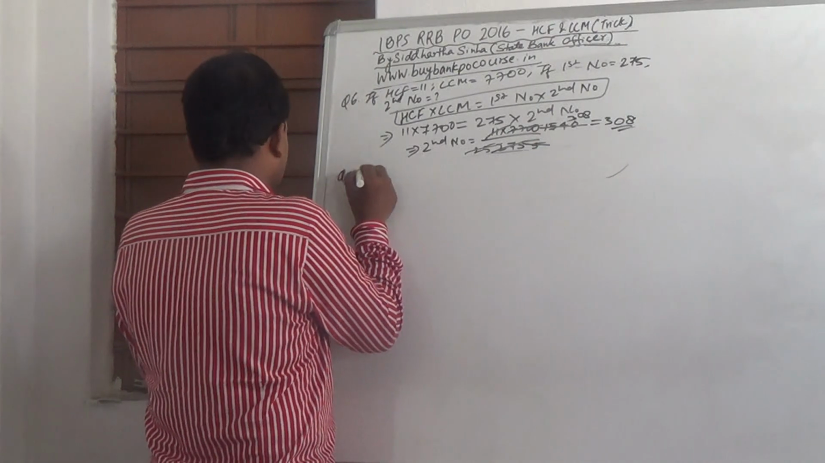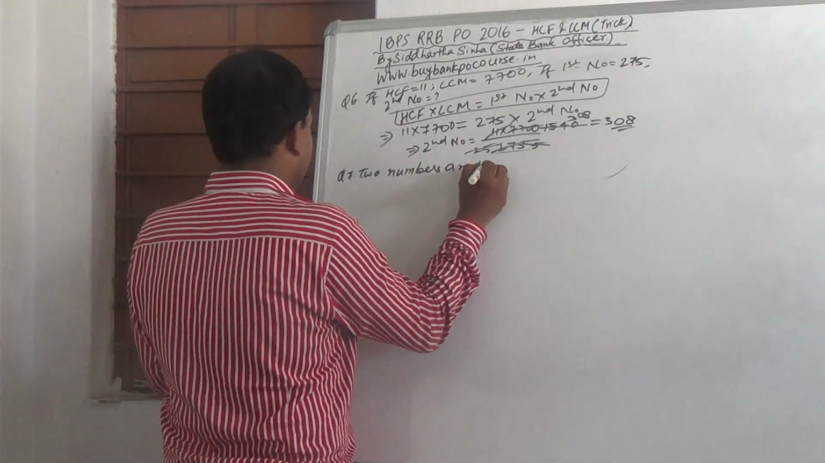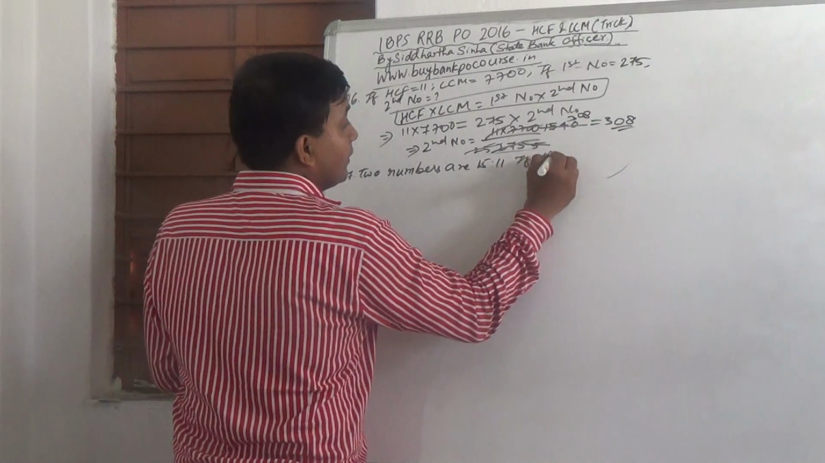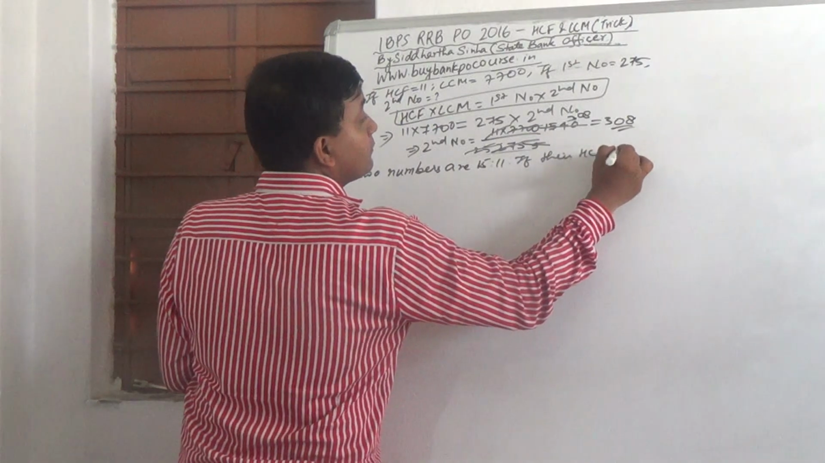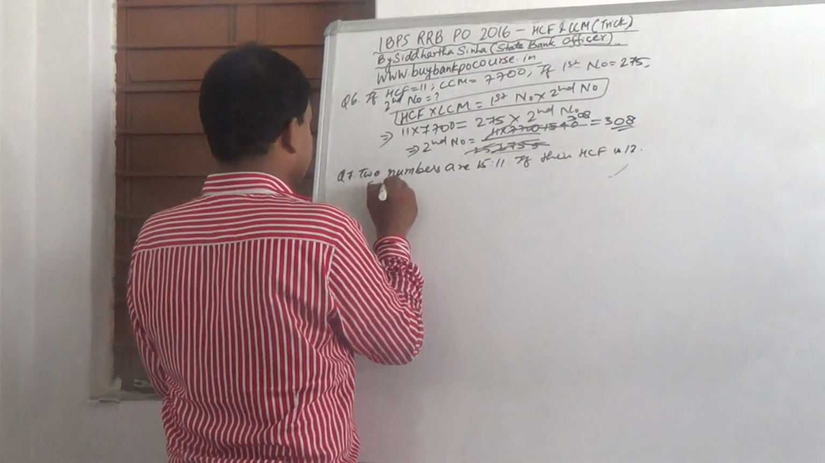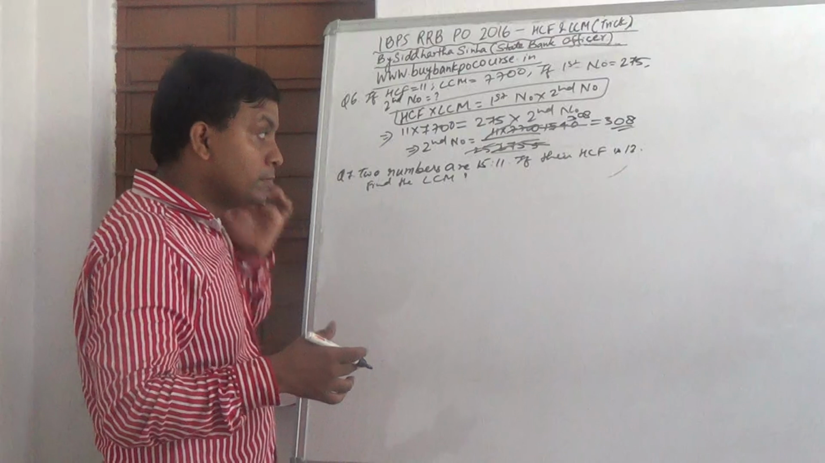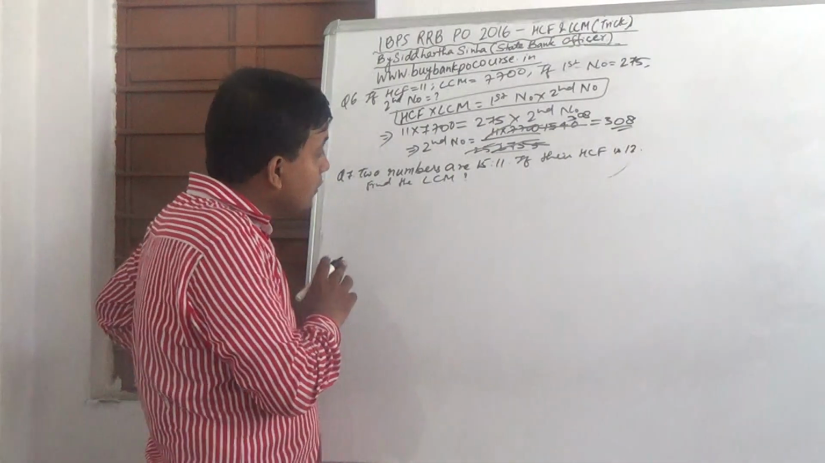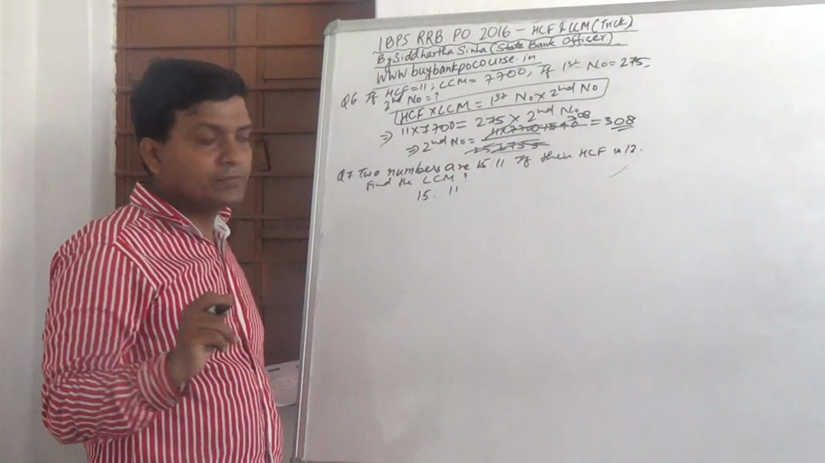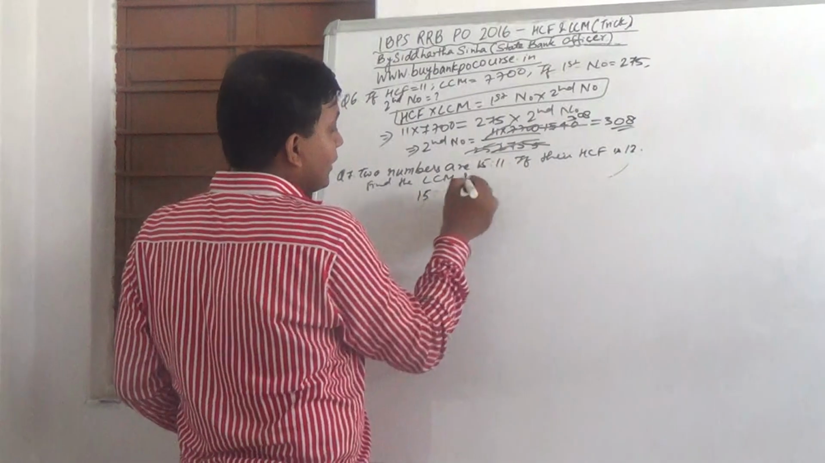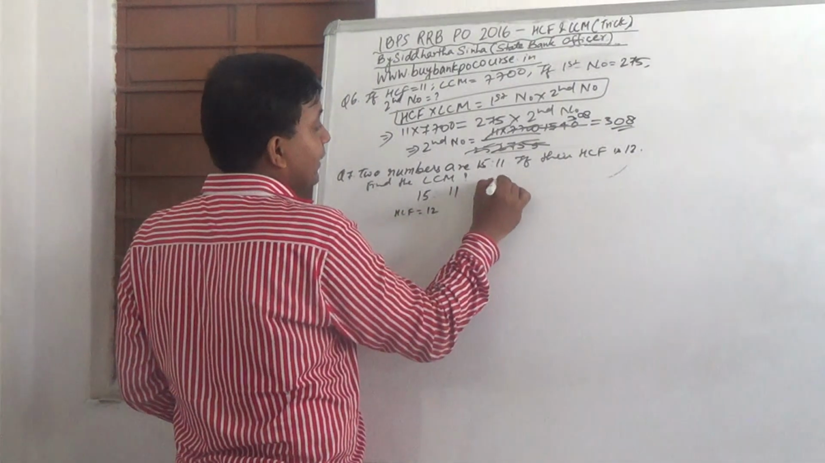Question number 7. Two numbers are in the ratio 15:11. If their HCF is 12, find the LCM. Now, what is this saying to you? It is saying two numbers are in the ratio of 15:11, and their HCF is 12. So it is asking us to find the LCM.